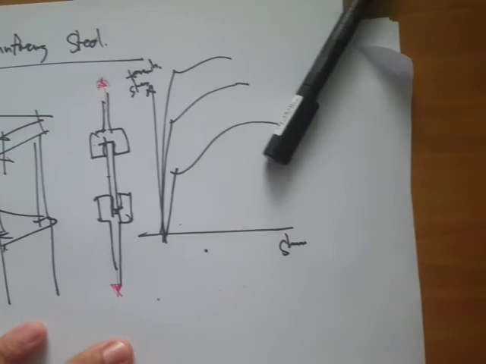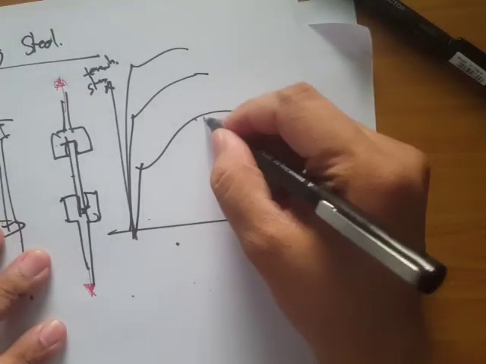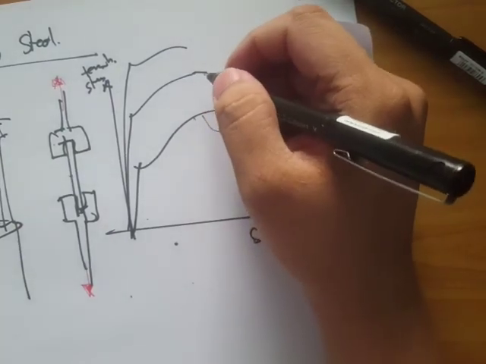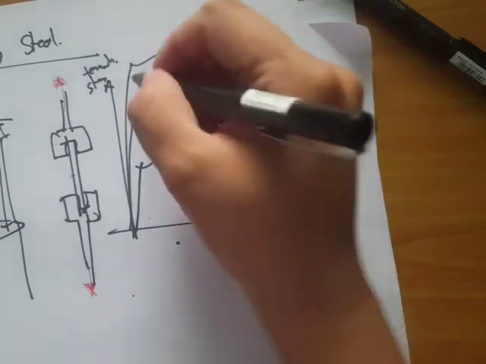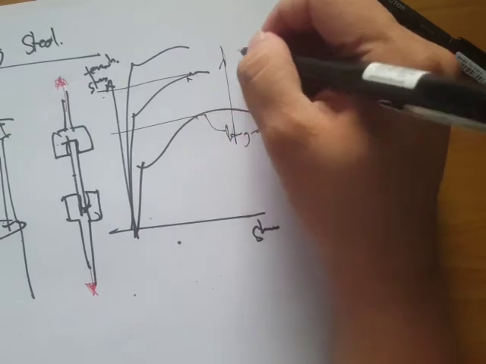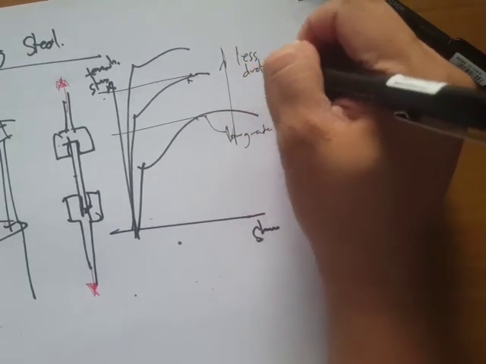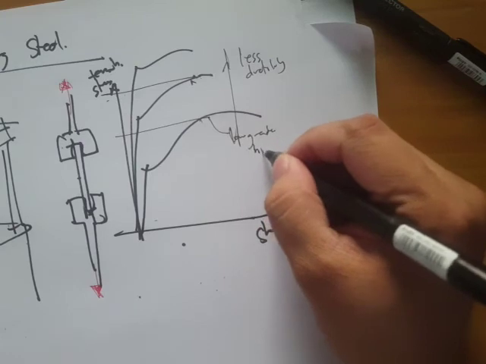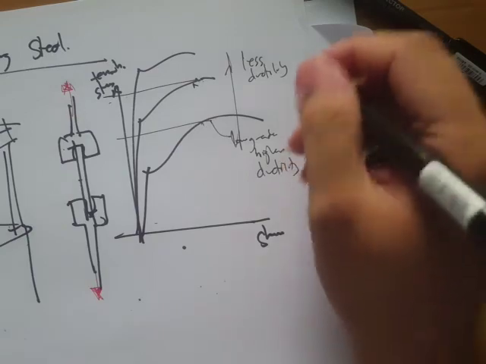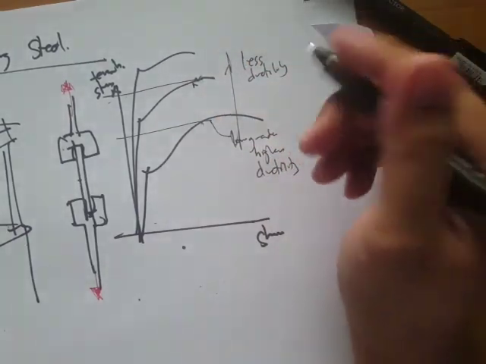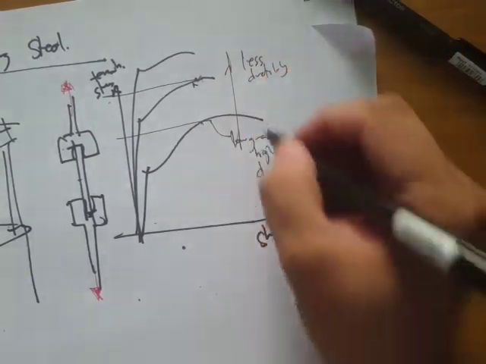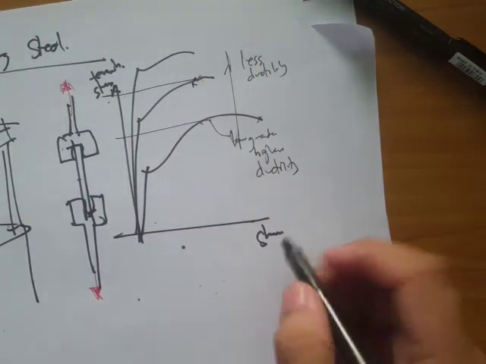So again, it's almost the same: for low grades we have higher ductility, but for high grades, meaning high strength, we get less ductility. Okay, so why does it matter? Or what's the meaning of this ductility? It just means that you can take more deformation before fracture.